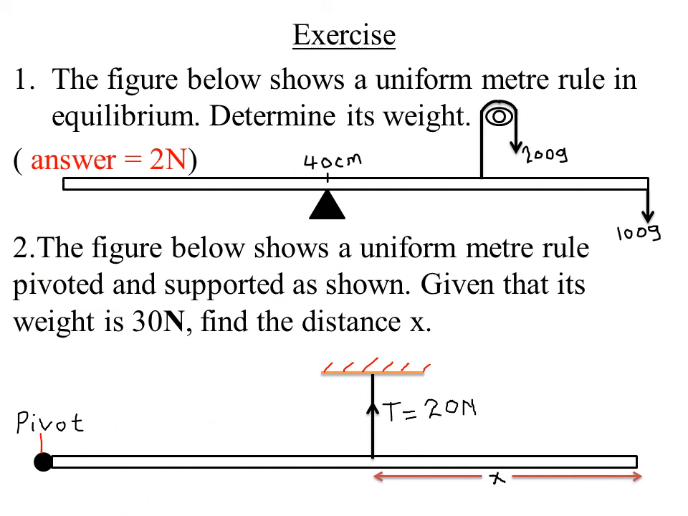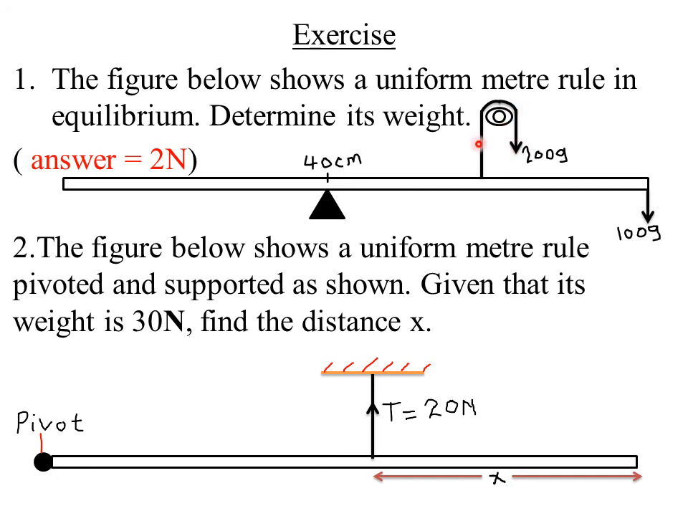I have an exercise here which I recommend that students should try to see whether they understood the example that we have just done. So part 1 reads that the figure below shows a uniform meter rule in equilibrium. So determine its weight. I told you the expected answer is 2 Newton, but just to give you a clue, the weight will act at the 50 centimeter mark.